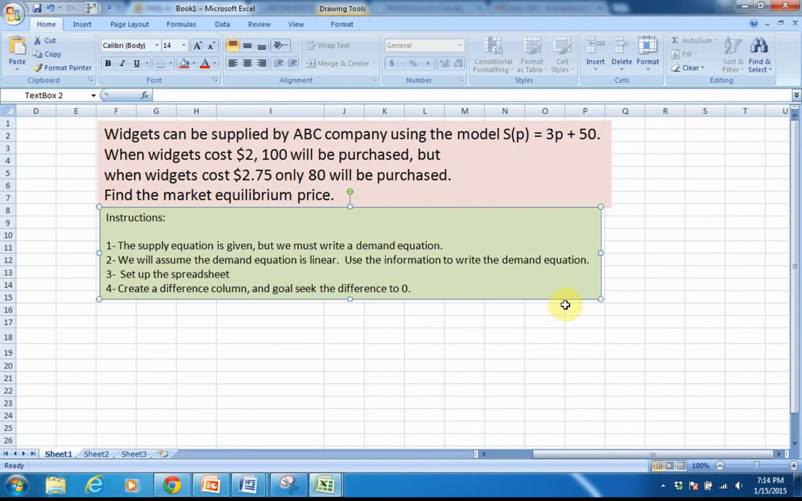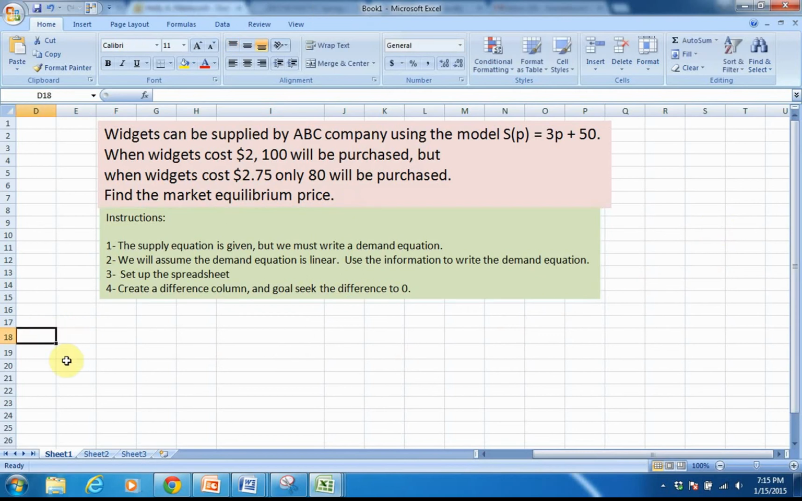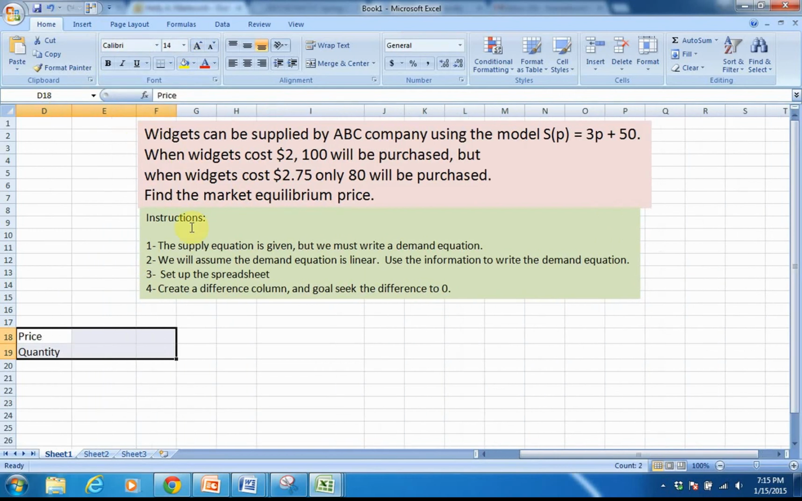The very first thing that we want to do, recognizing we have the supply equation, is go ahead and write our demand equation. To do that, we only have 2 points, so this hopefully is review. We're going to set up our information, but we've got to do it horizontally as opposed to vertically, because we only have 2 points. With the points that we have, one price is $2. At a price of $2, 100 are purchased. At a price of $2.75, 80 are purchased.